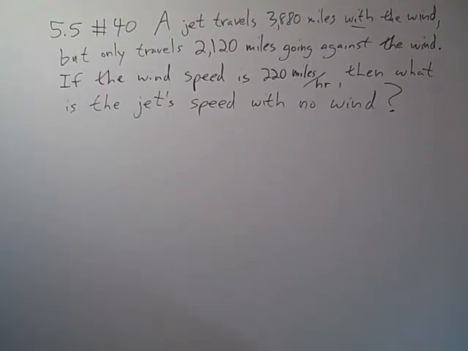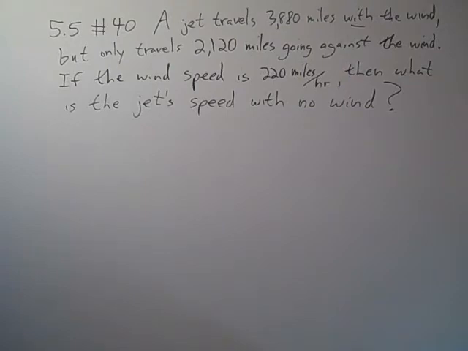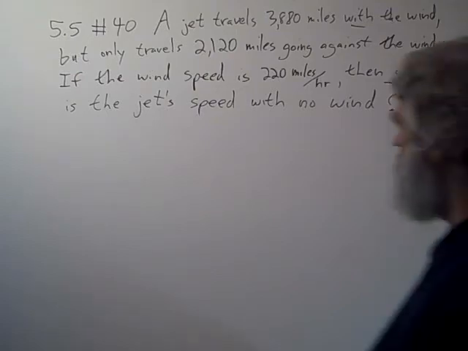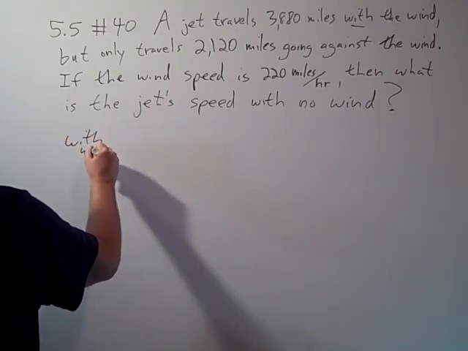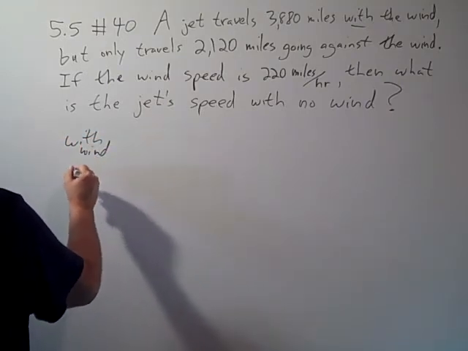Okay, a jet can travel 3,880 miles going with the wind, but only travels 2,120 miles going against that same wind for the same amount of time. If the wind speed is 220 miles per hour, then what is the jet speed with no wind? So let's go with the wind and against the wind.